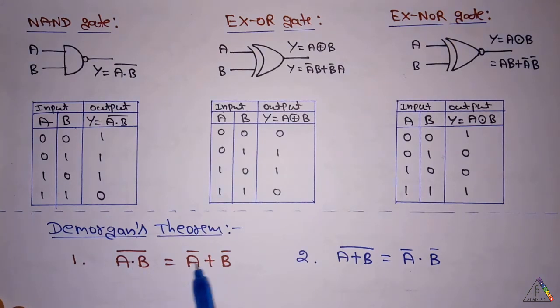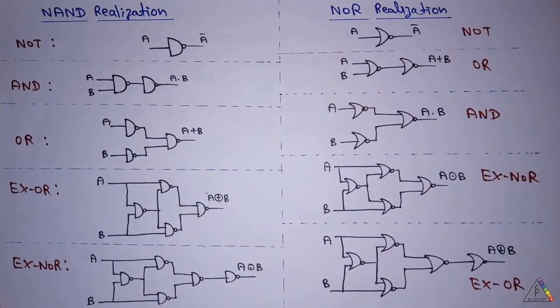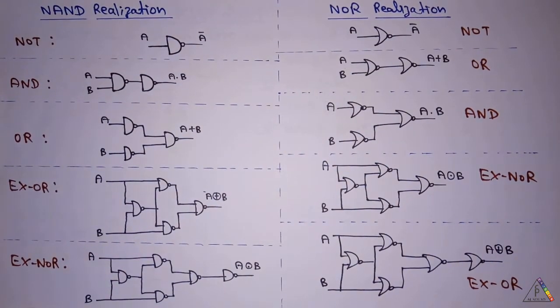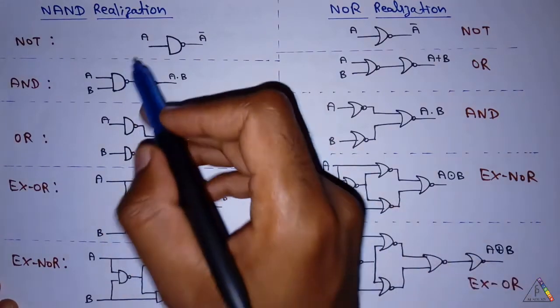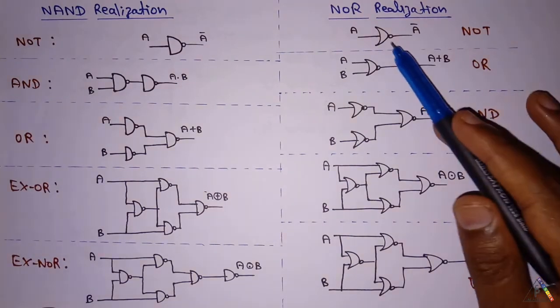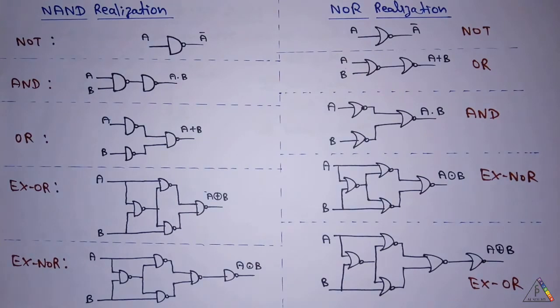Next is De Morgan's theorem, that is A dot B whole complement is equal to A complement plus B complement, or A plus B whole complement is equal to A complement into B complement. This is the NAND and NOR realization of logic gates, that is, we can form the remaining logic gates by using the NAND gate. Similarly, we can form the remaining logic gates by using the NOR gate. This is the circuit of all the other logic gates using NOR and NAND gates.